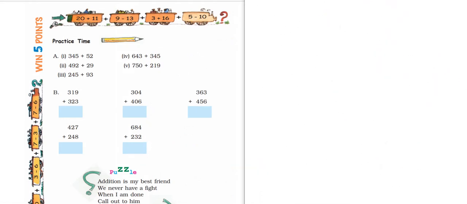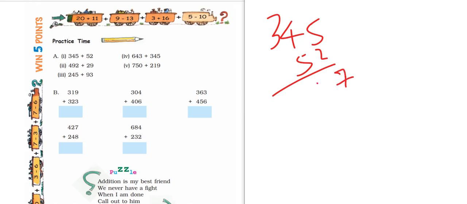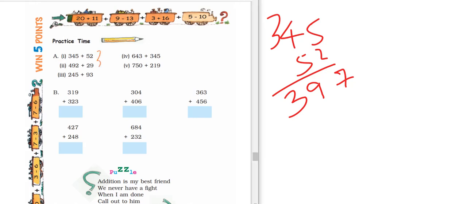All right, we have 345 and 52. 5 ones and 2 ones is 7 ones. 4 tens and 5 tens is 9 tens and 300. So you have 397.